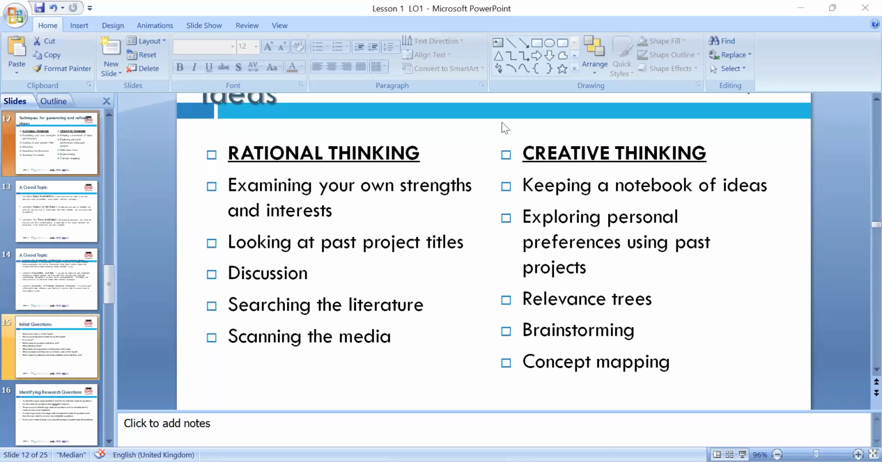Creative thinking means keeping a notebook of ideas, exploring personal preferences, using past projects, relevance trees, brainstorming meetings and concept mapping. So rational and creative. You should be a rational thinker as well, but keep the creative thinking, keep the notebook, find the ways and work smartly, because sometimes time really matters, and we have to achieve the key objective of the research.